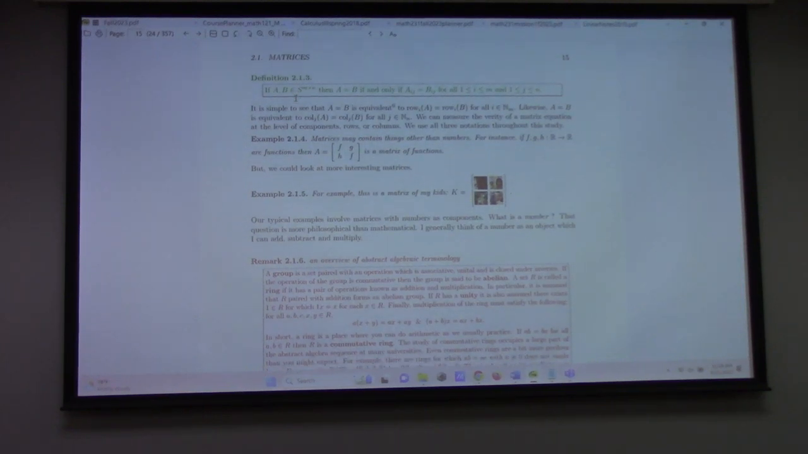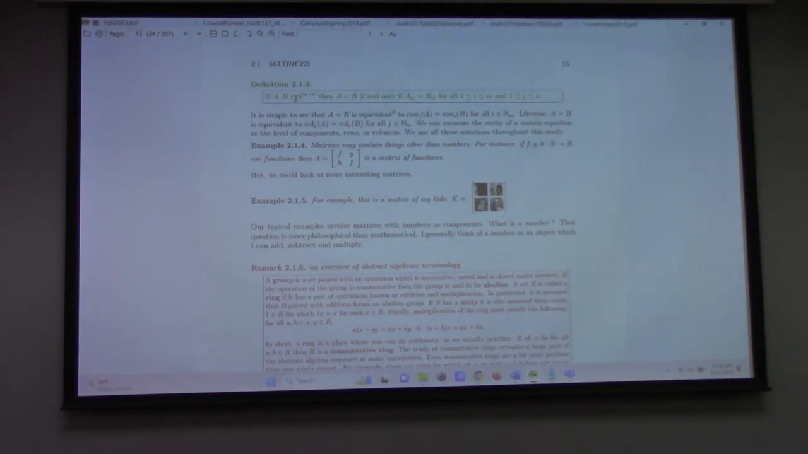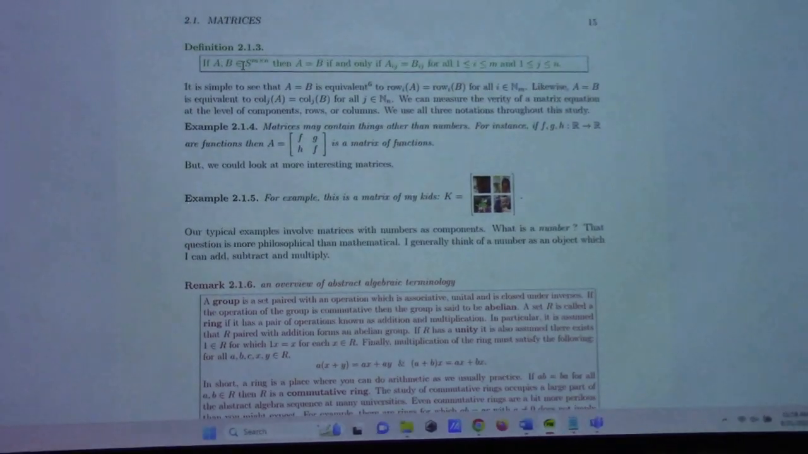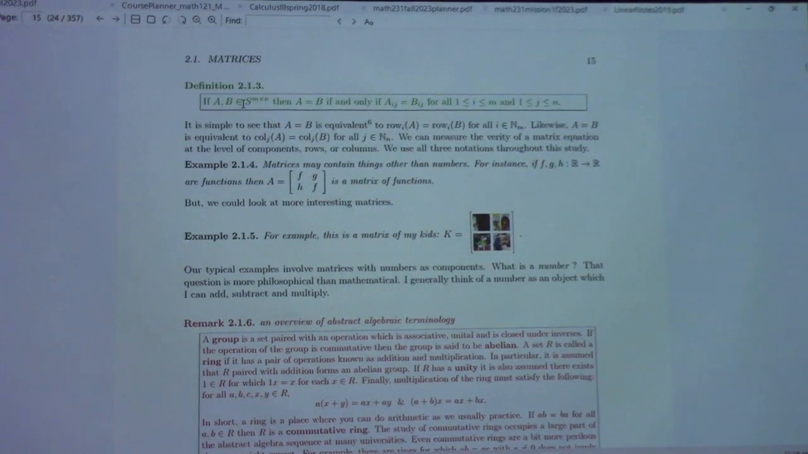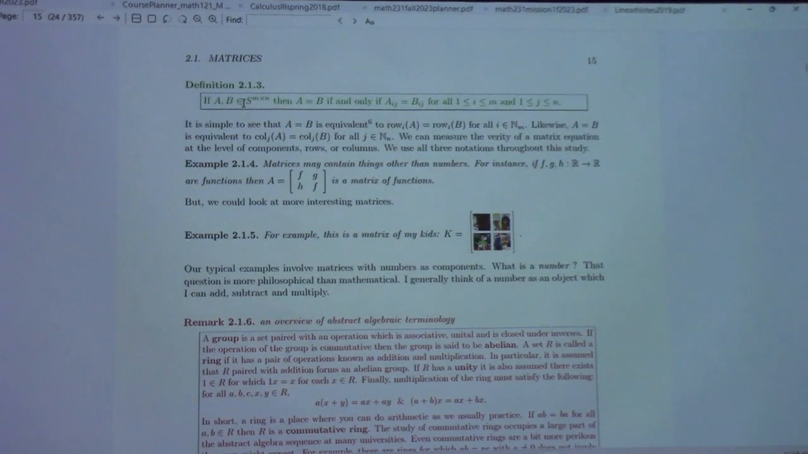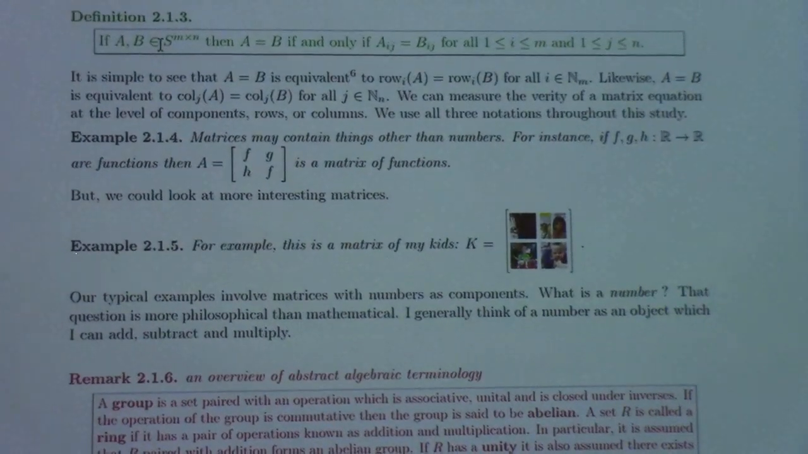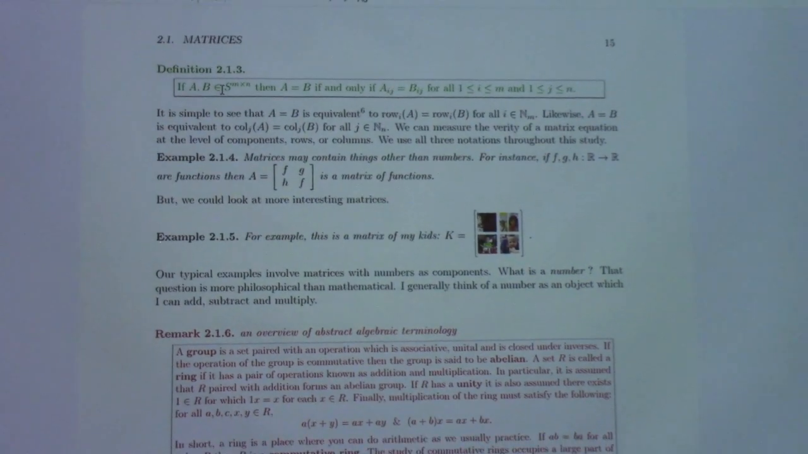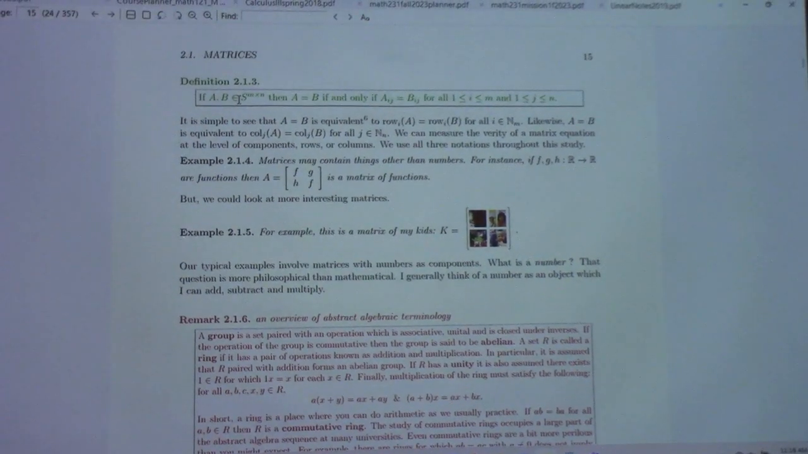All right, so two matrices are equal if and only if their components match. Let me see if I'm gonna turn off the lighting in here just for the sake of making that show up better on the camera. Zoom in a bit. Maybe a bit more. All right, well, hopefully that'll work.